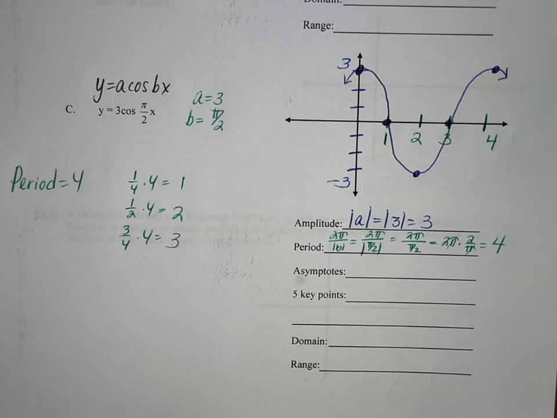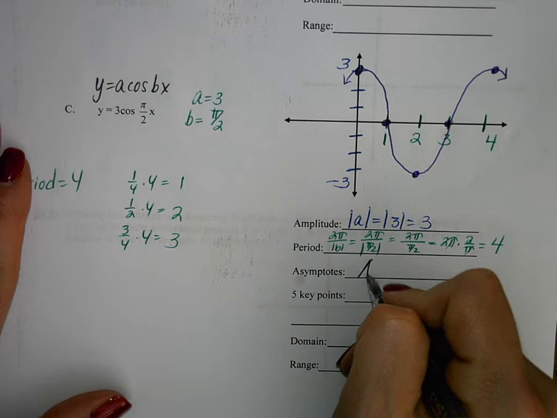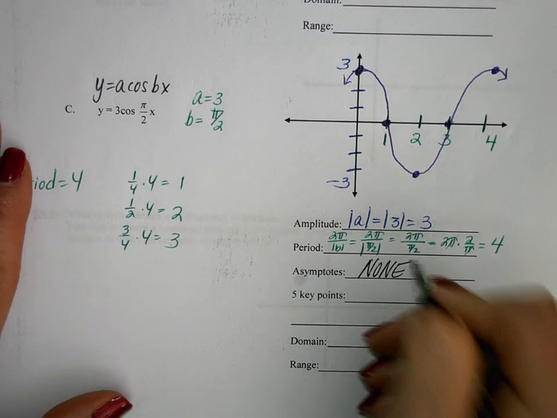All right, asymptotes. None. Sine and cosine do not have any asymptotes. No lines that my graph approaches but never touches.